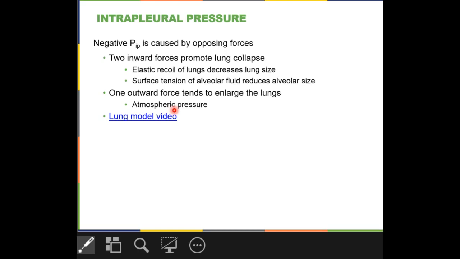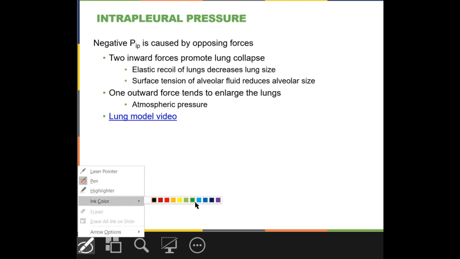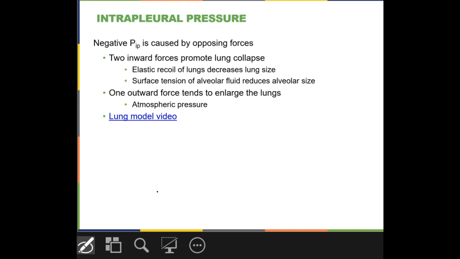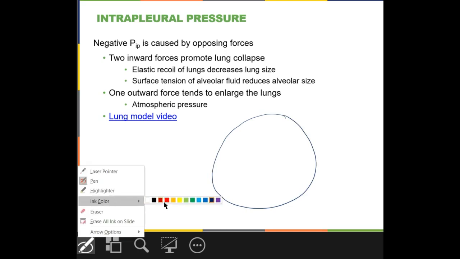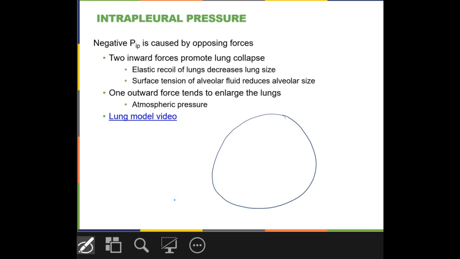Then you also have surface tension, which is pulling in on the walls of your alveoli. And here's where I'm going to try and draw. I apologize, it's probably not going to be pretty, but we want to understand surface tension. So imagine that this is an alveolus. Lining your alveolus is mucus. And I'm just going to draw a bunch of little blobs here. These are supposed to be water molecules in the mucus, right?